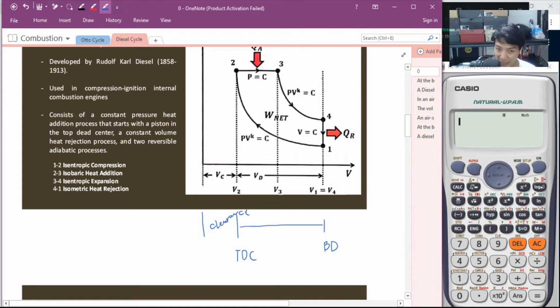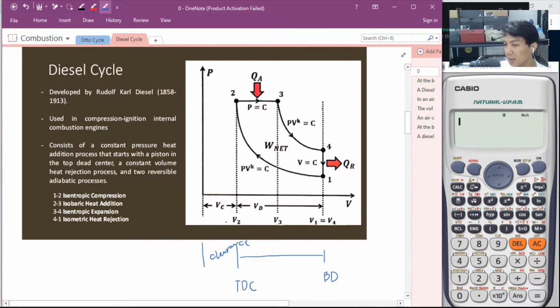That clearance is where the atomized fuel and the compressed gas, the air, our compressed fluid, will undergo combustion. The piston cannot go all the way and eat up your clearance. Combustion will not happen, the pressure would be too high, and you'd have no room for expansion.